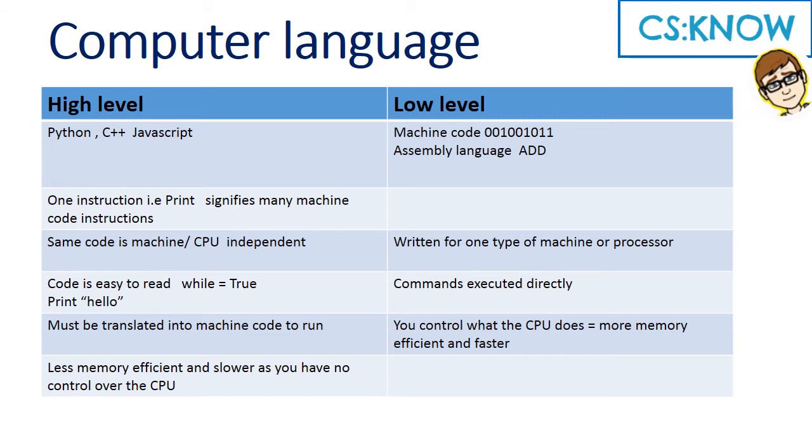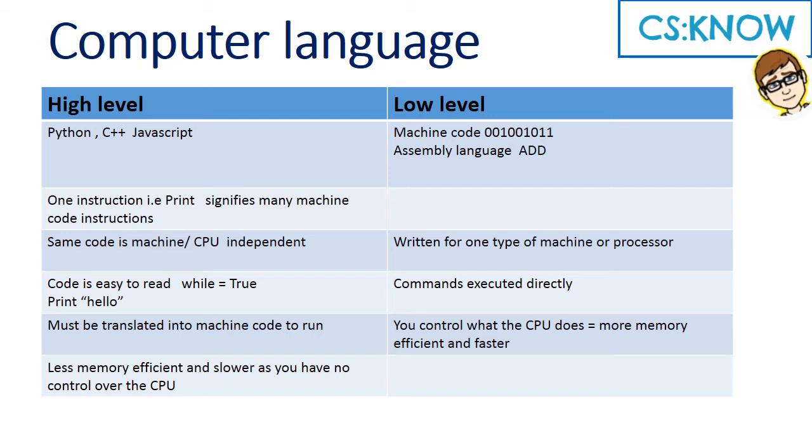It's written for one machine or a processor. So a certain processor, let's say an Intel dual-core processor, 3.4 gigahertz, that specific processor code is written for that machine. The commands are executed directly. So when I type a command in low-level machine code, it's like I'm talking directly to the CPU. So because I've got control over the CPU, I've got more control of what happens. So that's more memory efficient and faster. I haven't got to go through a middleman. I'm cutting the middleman out.